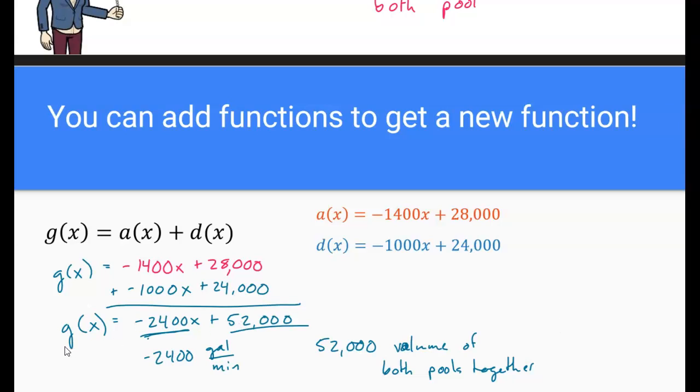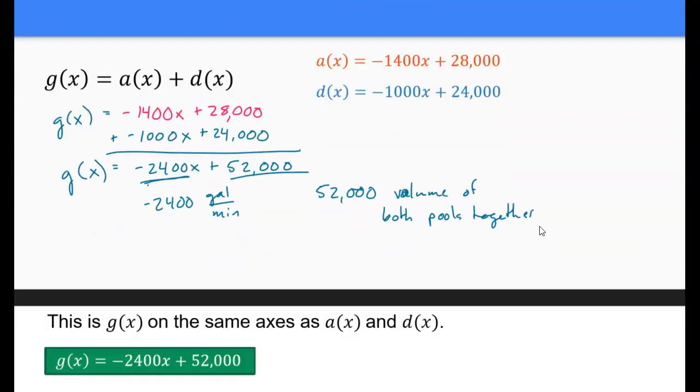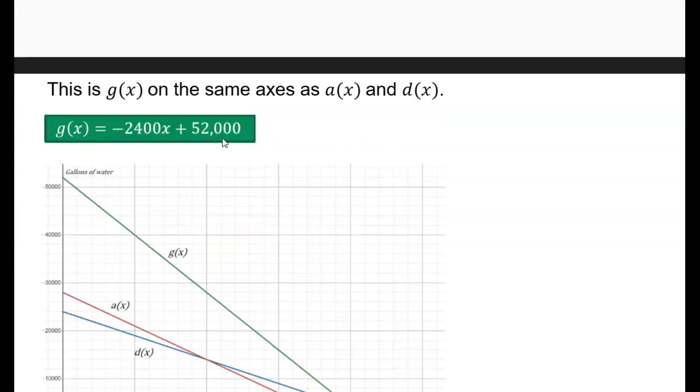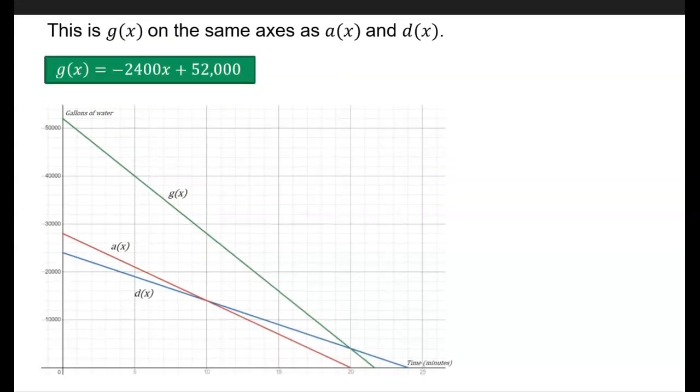So if we take this new function out, we can actually graph it because it's just another line, right? This is the equation of a line, negative 2400x plus 52,000. And we can put it on the same axes as we had before, right there. And this is what it looked like. So you can tell if they work together, they will save some time. They won't have to wait for Dane's pool to finish. They finish in less time if they work together.